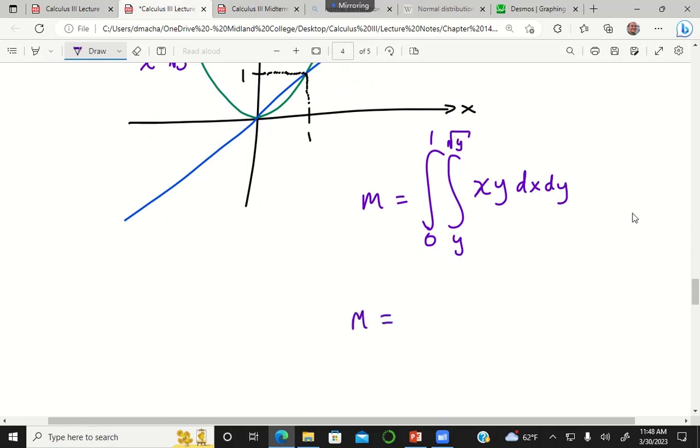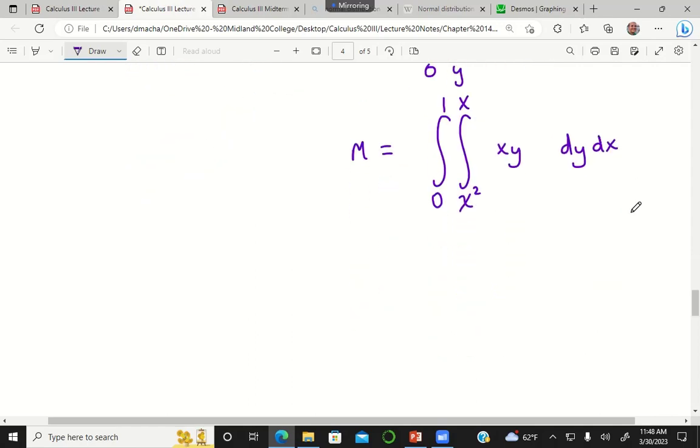And another completely equivalent way of setting up the integral is going to be the order of integration dy dx. In which case, I say that my x variable can range from 0 to 1, but then y has to have lower bound x squared and upper bound x. So either one is going to work. Let's go ahead and just do the second one.